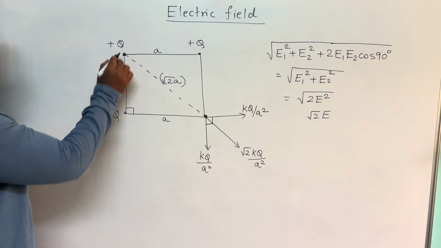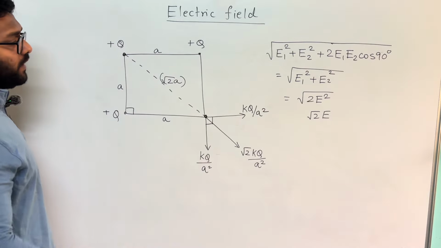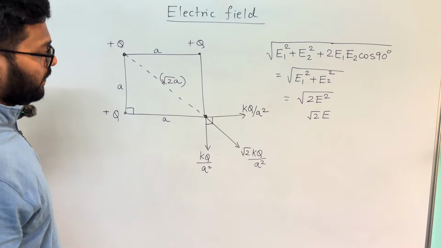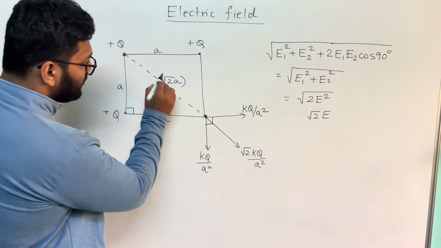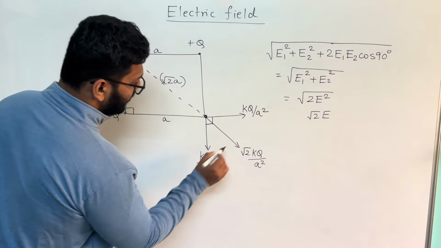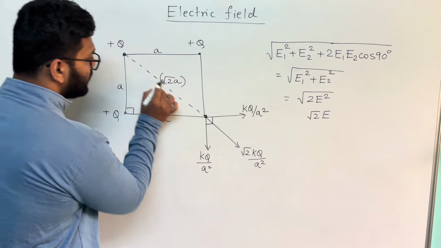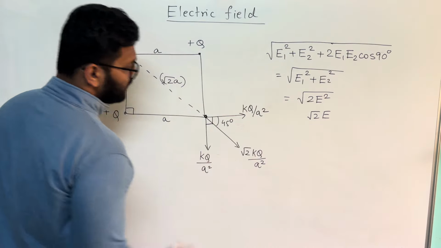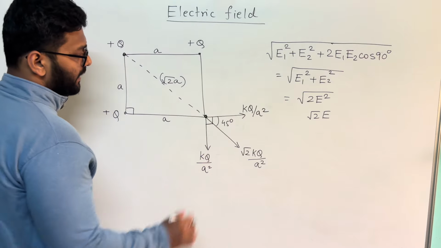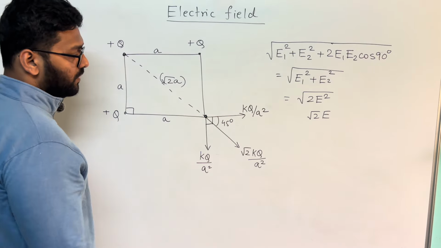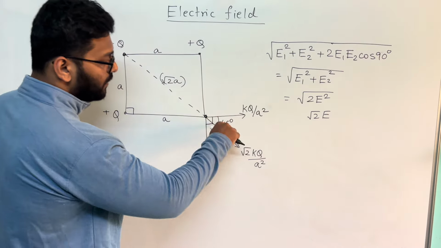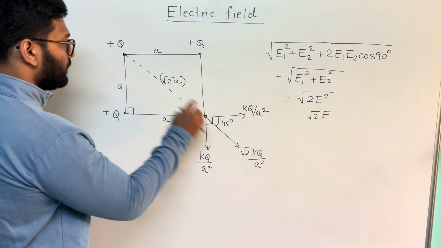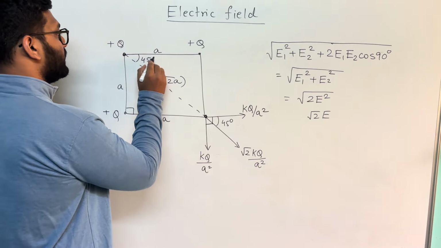Now this will be kq by root 2a whole square. So now this will be in the same direction as that of this, right? It is along this line, right? And this is also making a 45-degree angle, because both of the electric fields are equal. So the resultant will be at an angle of 45 degree, since this is 45 degree and this is also 45 degree, right?